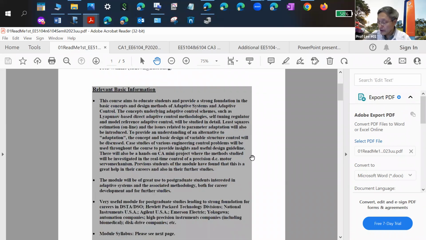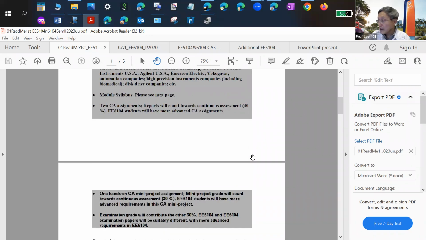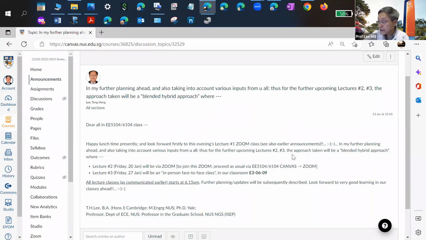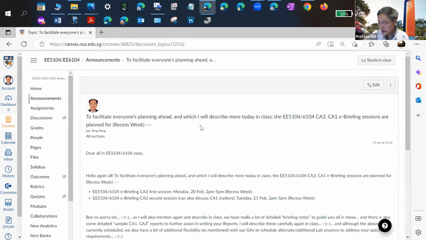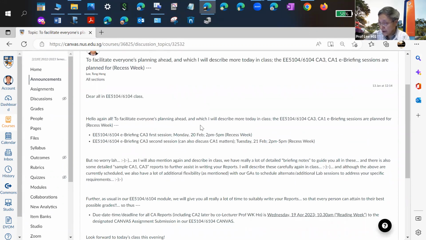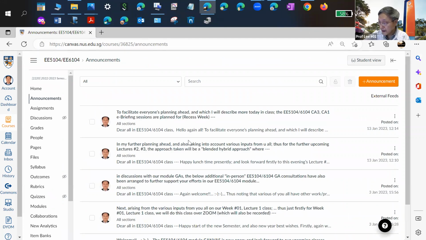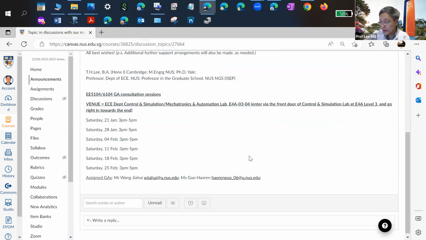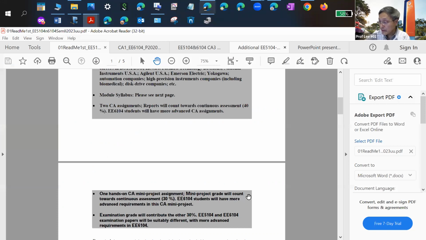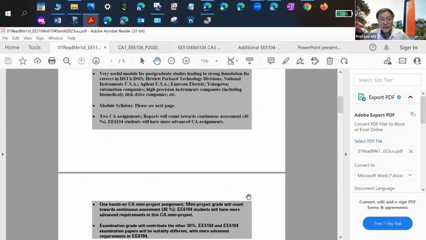So again, this is the way that we will do the grading. You've also seen in the announcements, I state in detail the arrangements, and also the deadlines. Also GA support. All these are down there, which are new for this semester. Okay, so with that, let me, as usual, pause for a while and check whether anyone has any thoughts, any queries.